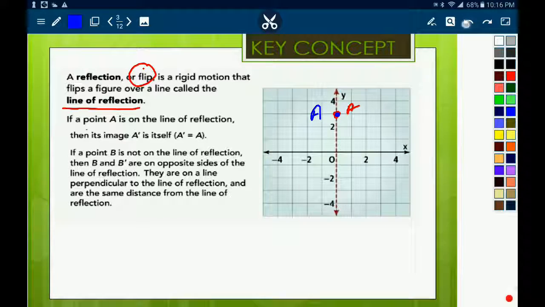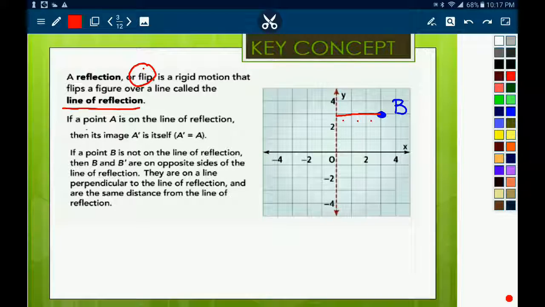So let's try a different example of something that is not sitting on top of the line of reflection. Let's say point B is not on the line of reflection, let's say out here. Then B and B prime are on opposite sides of the line of reflection. They are on a line perpendicular to the line of reflection and are the same distance from the line of reflection.